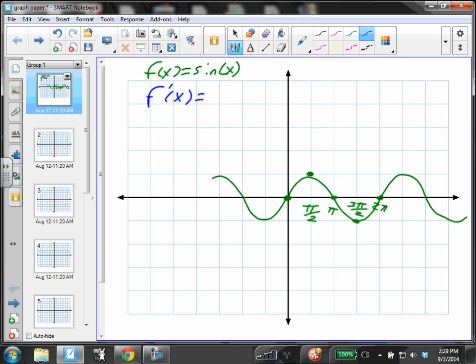At pi over 2, you can see at the very top of this graph at pi over 2, what would you say the derivative is? Yeah, the derivative is 0 because it flattens out up there. And then at 3 pi over 2, you're at the very bottom, so you can see that the derivative there would also be 0. Then it would hit 0 again, right? And since this thing is a wave, it's going to keep going like that.